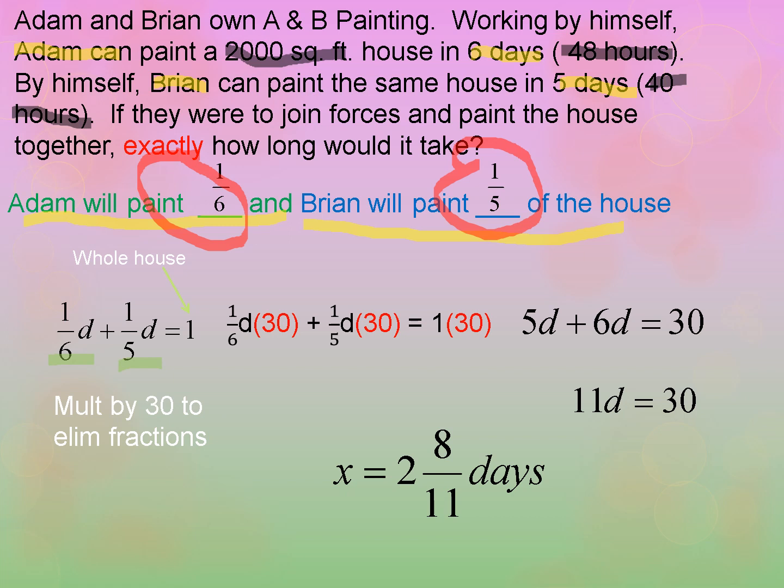Now, talking in terms of the real world though, if you were Adam and Brian and you were painting this house, you probably wouldn't go, it's going to take me 2 8/11 days. Because the customer's going to look at you like, what? Huh? You'd probably go ahead and say 3 days. That way, you know, you'd have a little extra time. But because this question said exactly, we don't want you rounding up to 3. We want it as a mixed fraction. Okay? All right. So that's this one.